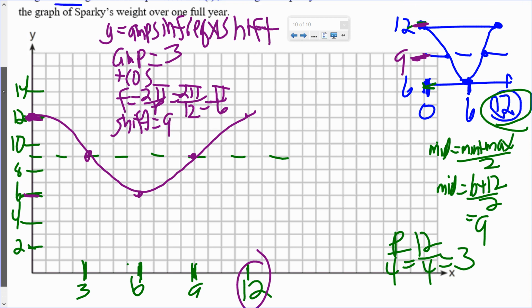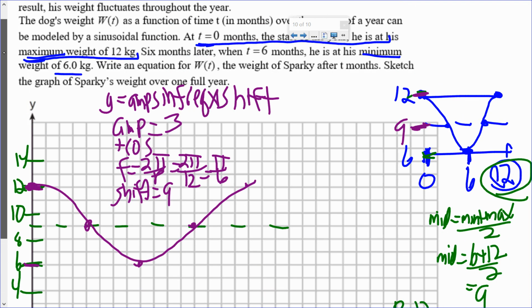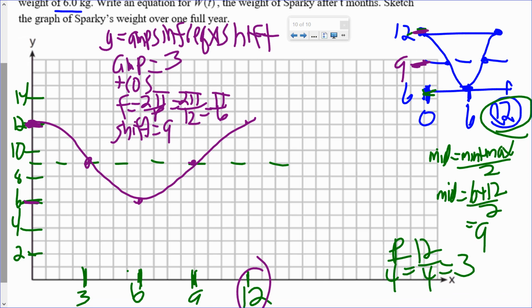Does it tell me any specific way it wants me to write it? Yep, W of t. So I'm going to write W of t equals amp cosine freak x, in this case x is t, shift.